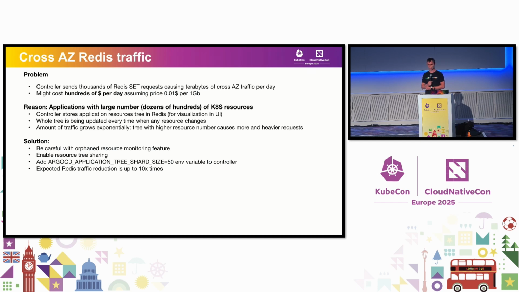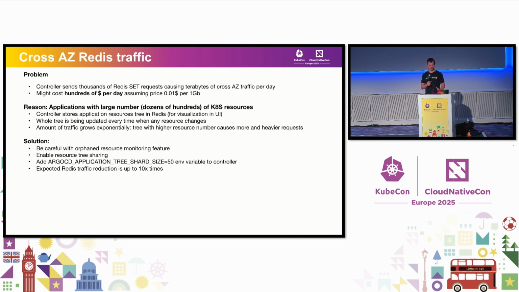And so if you have an application that creates a single deployment, but the deployment has hundreds of replicas, Argo CD needs to visualize 101 resources in the user interface, because it tries to visualize everything, including pods. And so if you have such applications, then Argo CD updates a key in Redis, and it stores a JSON-serialized list of all those resources.